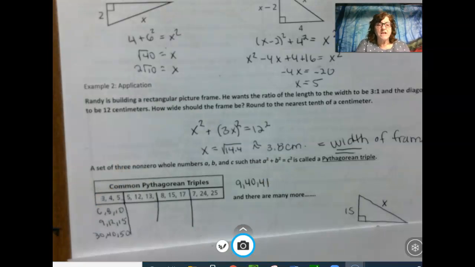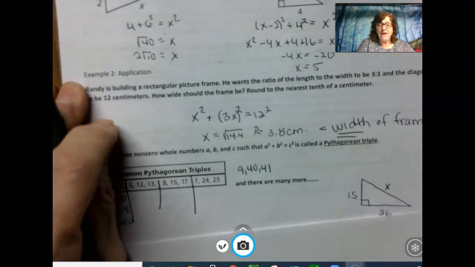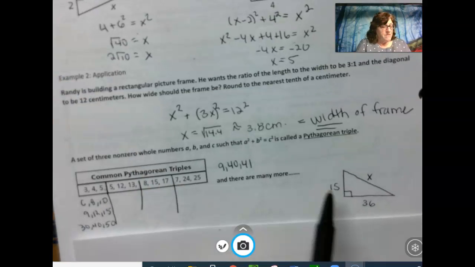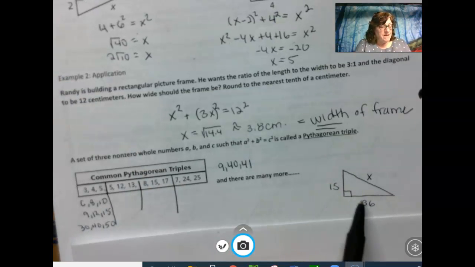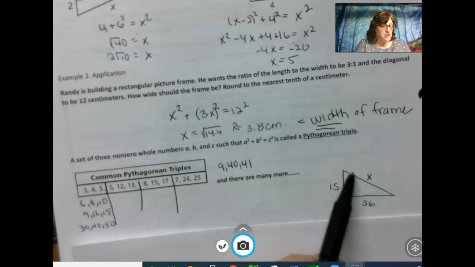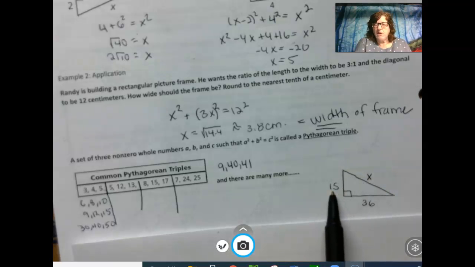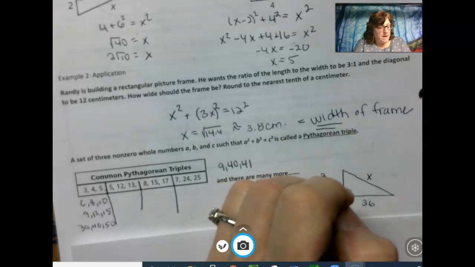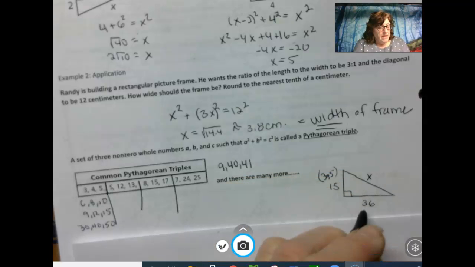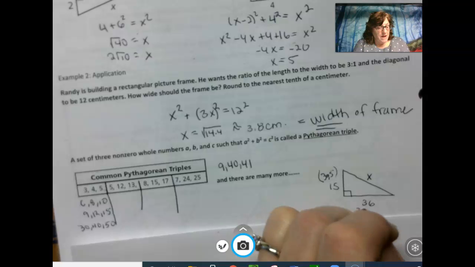So now, why is it handy to know about Pythagorean triples? Well, if I gave you, for example, the side measurements of 15 and 36 and asked you to find the third side, what's the combination of factors that give you 15? 3 times 5. And then how about 36? That's 3 times 12.